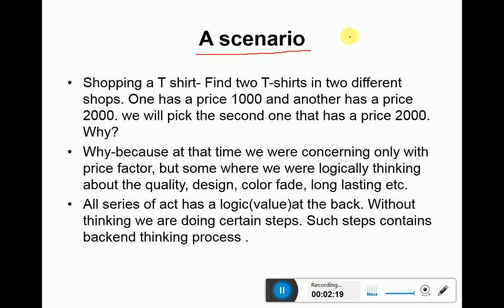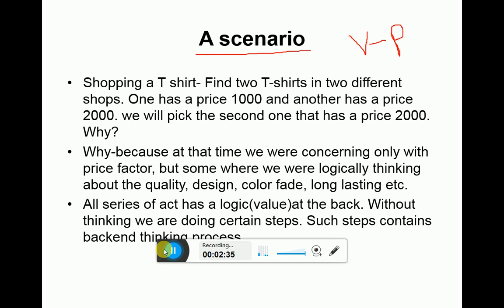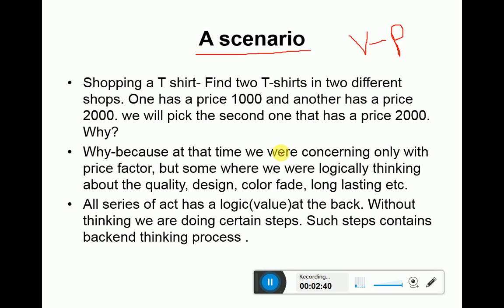Simply stated, when we use the word value or values, we simply mean preferences. Give preference to something, give importance to something, that is simply known as a value. Now let me explain the concept from an example. Suppose I want to buy a t-shirt, and I search for this shirt from two different shops. One of the shops said to me that the shirt has a price of 1,000 rupees, and another said that we will give you this shirt for 2,000 rupees. So what happened? I bought that shirt from the shop whose price was 2,000 rupees.